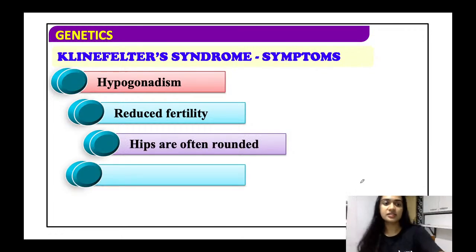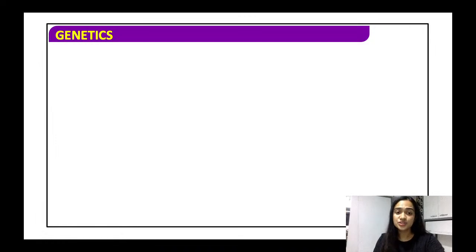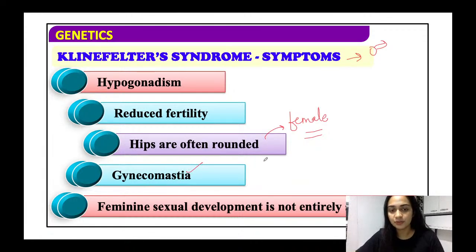तो क्लिनफेल्टर्स सिम्टम्स में क्या होता है, हाइपोगोनाडिज्म होता है, रेड्यूस्ड फर्टिलिटी होता है या स्टेराइल होते हैं, हिप्स आर ऑफन राउंडेड। तो देखिए क्लिनफेल्टर सिंड्रोम देखने मिलता है मेल में, बट मेल में जब हम फीमेल के फीचर्स देखे जाए, ठीक है, तो ये जो हिप्स राउंडेड है, गायनेकोमास्टिया यानी कि डेवलपमेंट ऑफ ब्रेस्ट, सो वी कैन सी फीमेल कैरेक्टरिस्टिक्स इन दैट ऑफ द मेल. So female sexual development is not entirely suppressed.